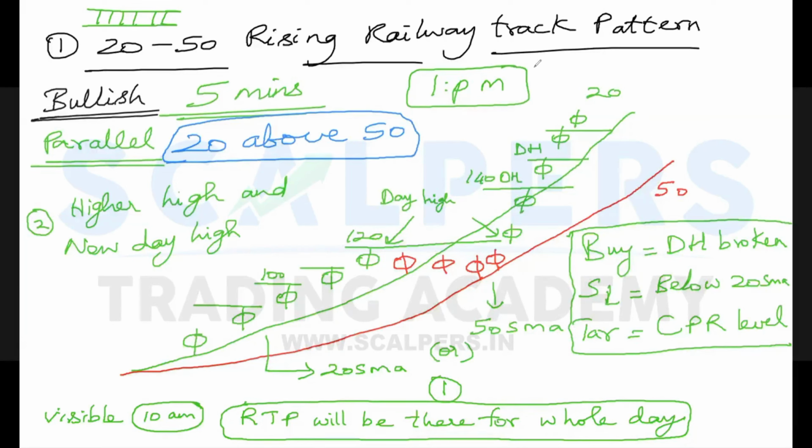How to identify a fake RTP? If it is forming in between the day, at 11 o'clock, at 12 o'clock, or at 1 o'clock, it is not at all an RTP, it is a fake RTP.